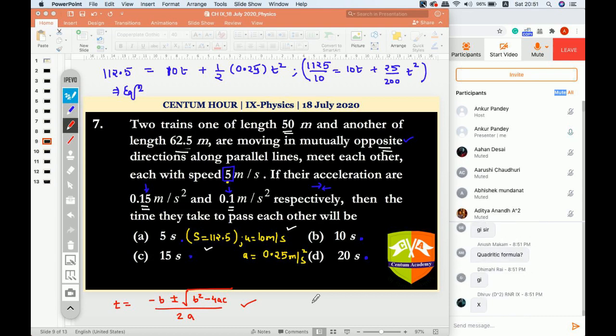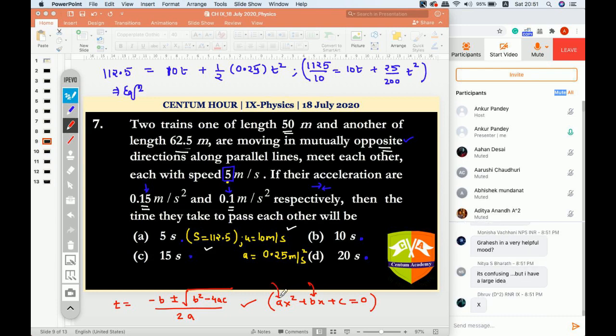No, that's cheating. So why is B in this? Okay, so this is being taken up from a quadratic equation which looks like this. So B is the coefficient of T. A is the coefficient of T square. C is the constant part.